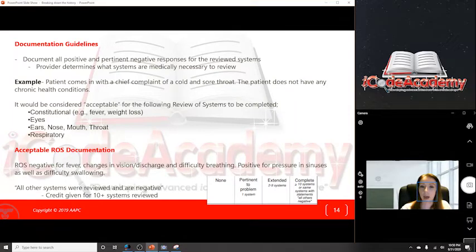So we have fever, that's going to be a constitutional element. We have eyes for changes in vision. We also have respiratory for the difficulty breathing. We can take ENT for the sinus pressure, as well as the difficulty swallowing. So when we add those all up, we can see that we fall within that 2 to 9 range, and this would be an extended review of systems.